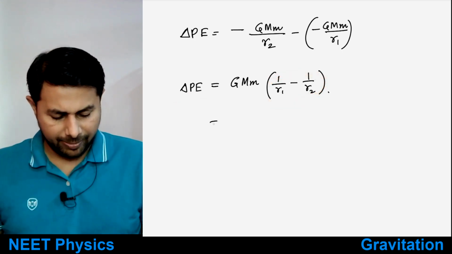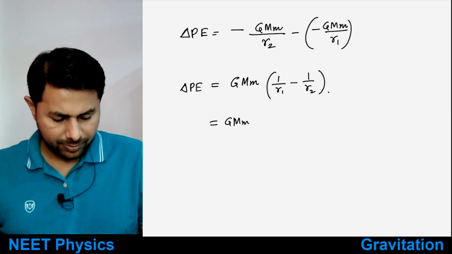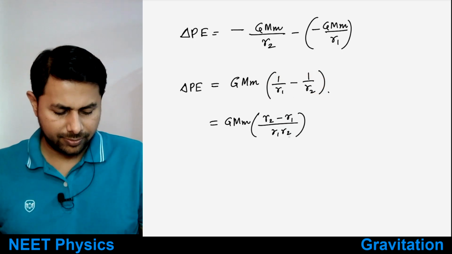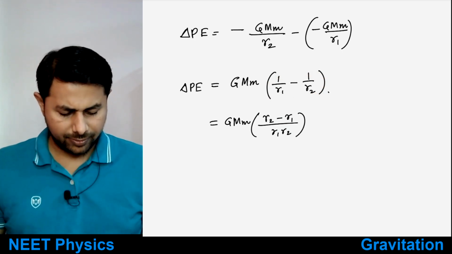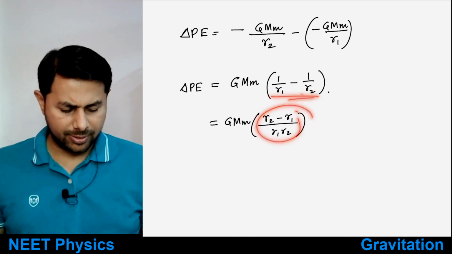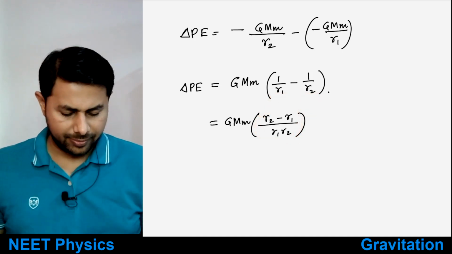So GMM, this will be r2 minus r1 divided by r1 r2. Okay, but I guess in place of this, this formula is sufficient, right?